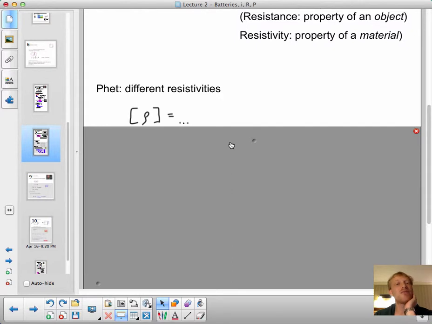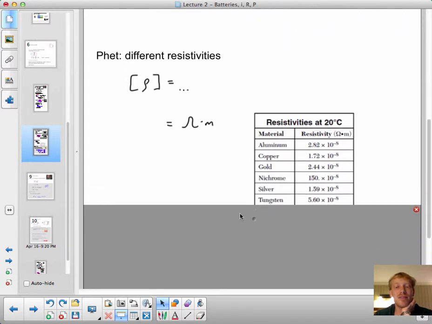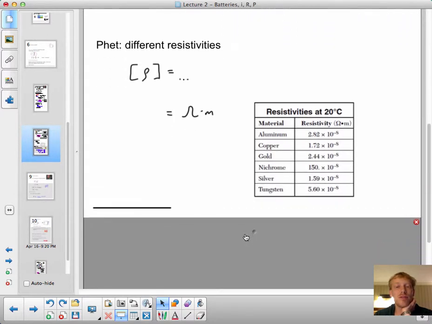All right, what is the unit of resistivity? Ohms times meters. And here's a little table, just so you know that it exists. The aluminum has a resistivity of 2.8 times 10 to the minus 8 ohms times meters. Tungsten has nearly twice that resistivity at 5.6 times 10 to the minus 8 ohms meters.